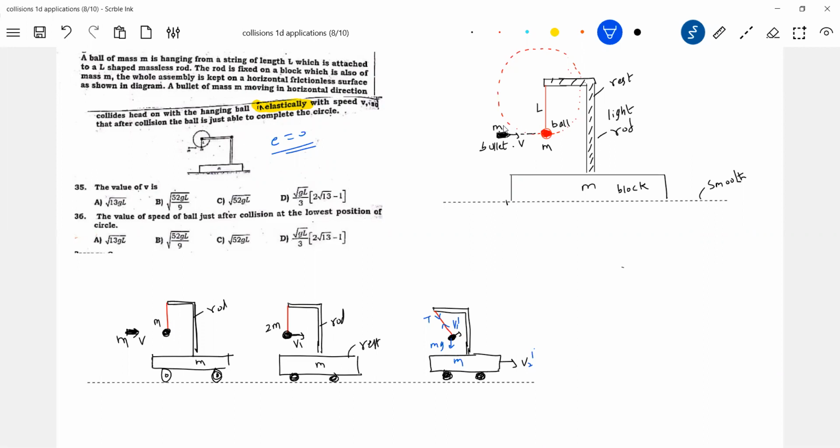So now look at this. It has to complete the vertical circle. It is a perfect inelastic collision. Some of you are getting confused, so take a perfect inelastic collision. And I'll change the data. No, it should complete the vertical circle. This is the thing.